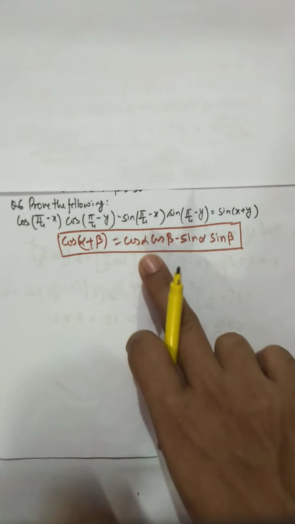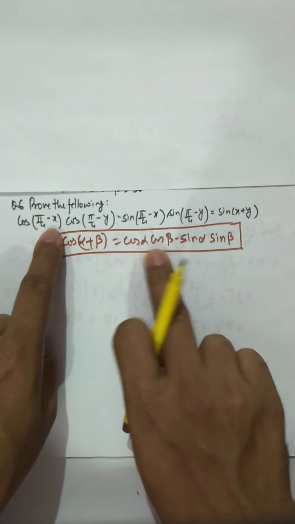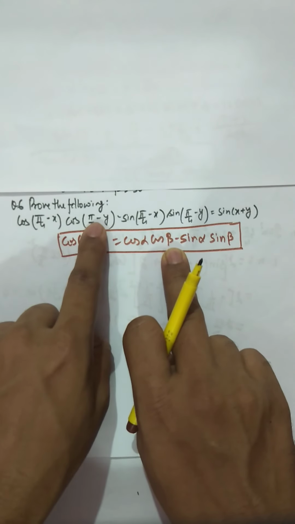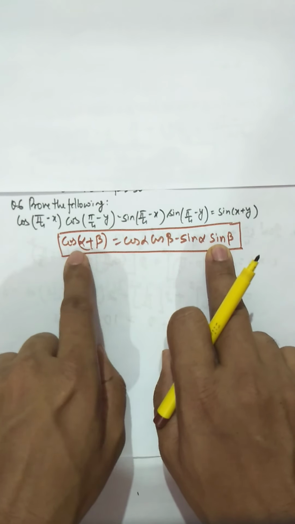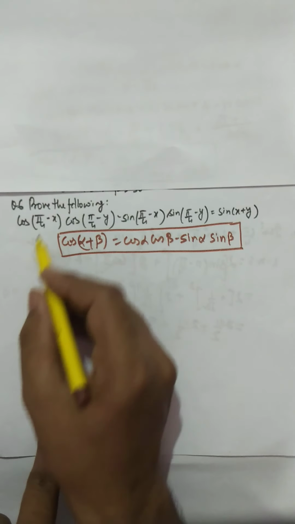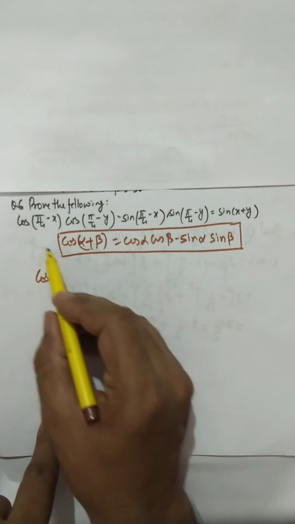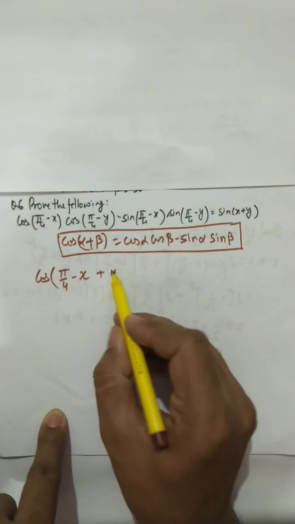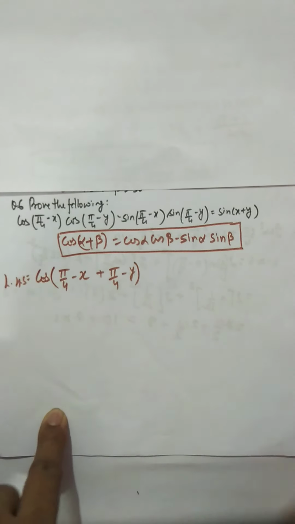Now you have to think that at the place of alpha, pi by 4 minus x is there, at the place of beta, pi by 4 minus y is there. So this is cos alpha, this is cos beta, minus sin alpha into sin beta. So that is going to be cos alpha plus beta. So we write the formula and we can apply this directly. This formula is actually cos alpha plus beta, but alpha is pi by 4 minus x and beta is pi by 4 minus y. So this is going to be your LHS.